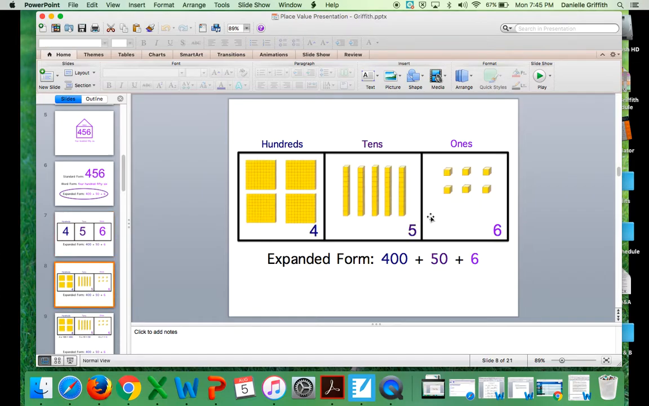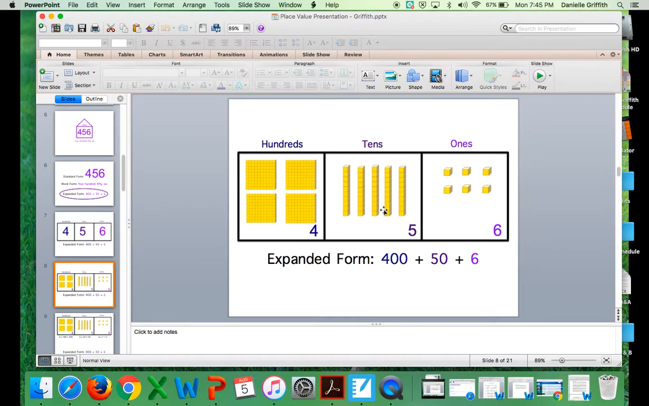I will start with the ones place value. So we use base 10 blocks in class all the time, so these should look really familiar to you. This is a visual model that represents exactly how much each number or digit is worth within the whole number. The 6 is in the ones place, and the 6 is worth 6 ones or 6 units.